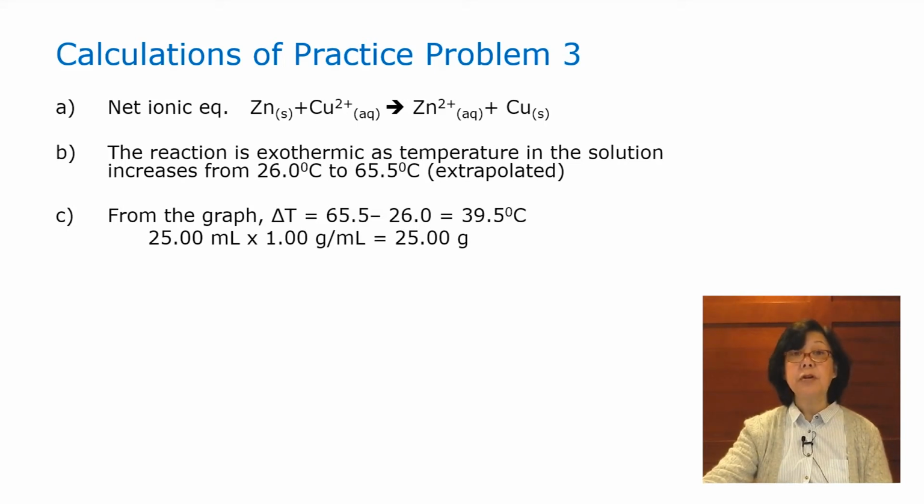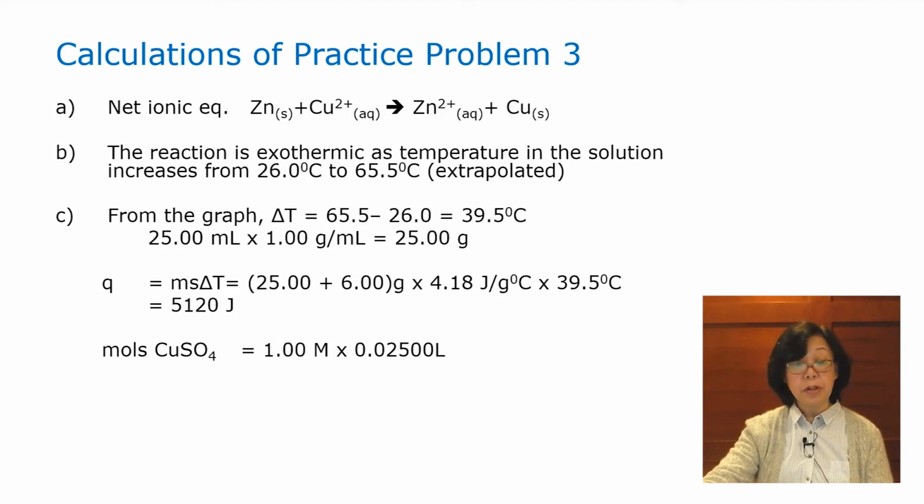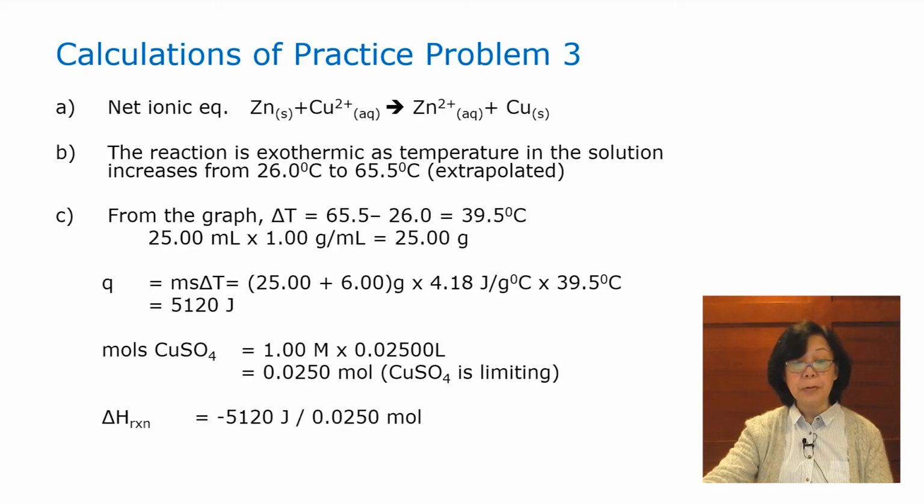Now, in 25 milliliters of copper sulfate, using the density of water, we have 25 grams of copper sulfate. This is added to the mass of zinc. We have a total of 31 grams in the solution. Calculating Q, we have 5,120 joules. Regarding the moles of copper sulfate, which is limiting, it's 1 molar times 25 milliliters, or 0.025 moles. Now, taking the Q, changing the sign, and dividing by the moles, we have the enthalpy change of the reaction, and we have negative 205 kilojoules per mole.